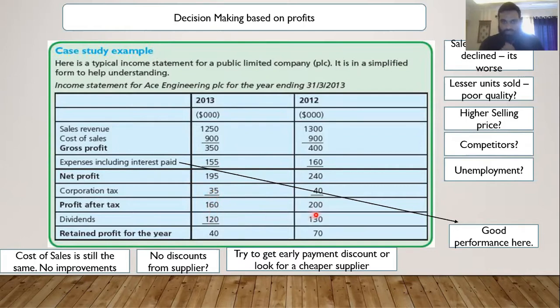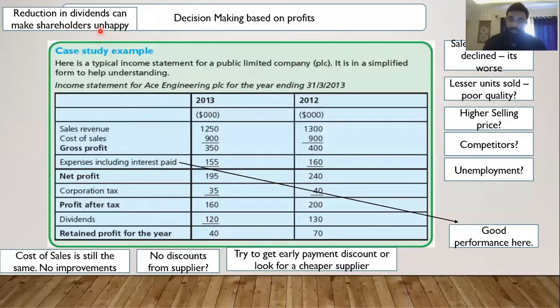Now here, if you see the dividends, we paid $130,000 to our shareholders as a share of profit. But this year, we paid only $120,000. Now, this can make my shareholders unhappy. Maybe the competitors are paying more dividends. If they are paying more dividends, my shareholders will think, okay, let's take the investment and go invest in that company. So I need to make them happy.